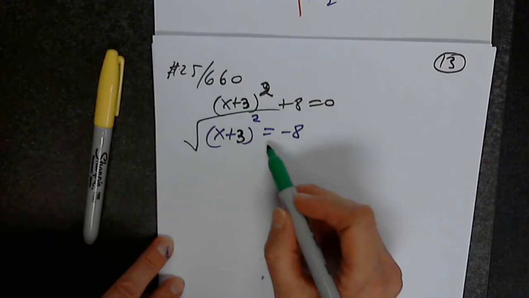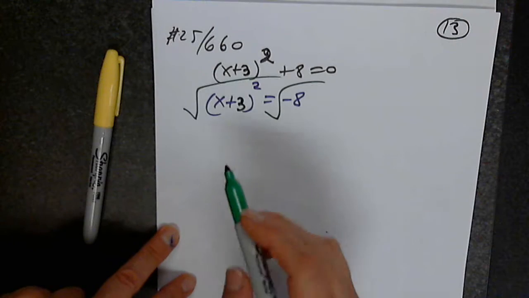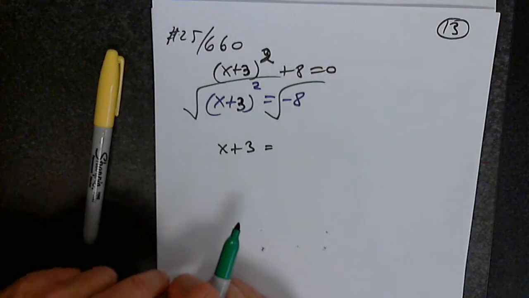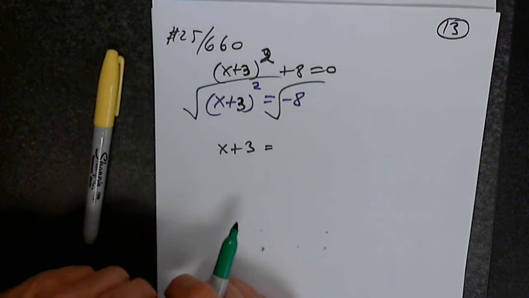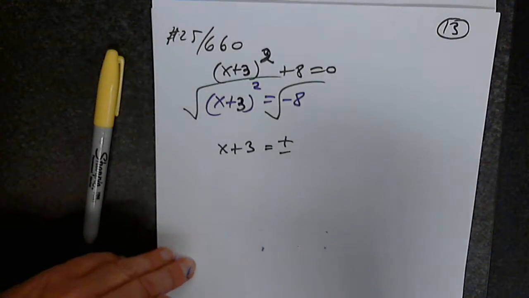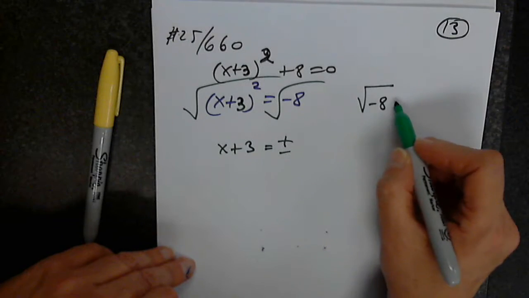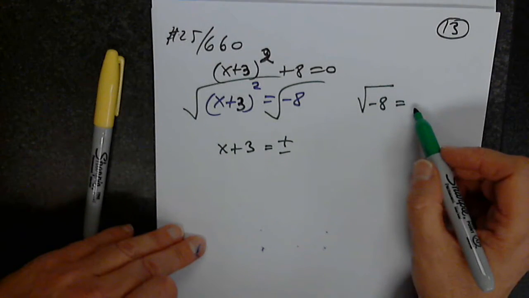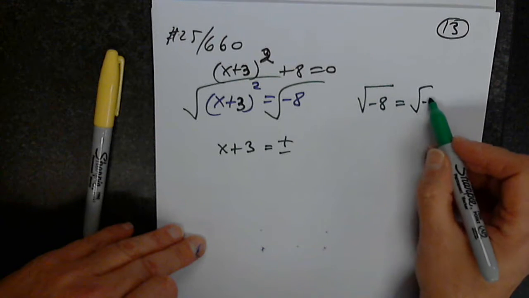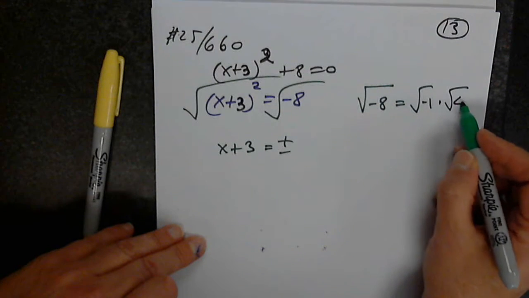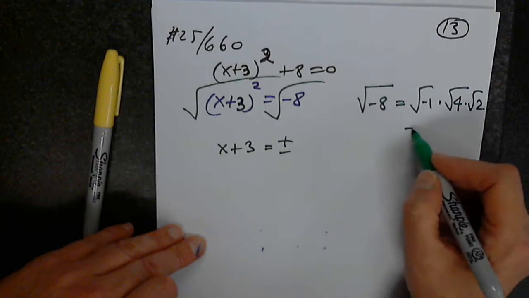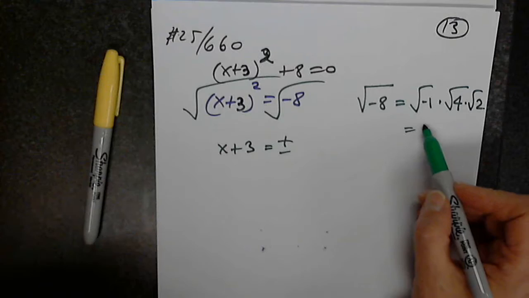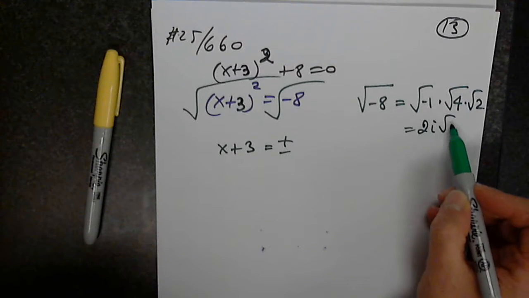Very good. Now we take the square root from both sides. The left-hand side, I probably said that. I'm sorry. I apologize if I didn't hear it. Right. Let's take the square root of negative 8 on the side. And I know that this is? Very good. Times the square root of 4 times the square root of 2. So how do I simplify this? 2i. That's it.